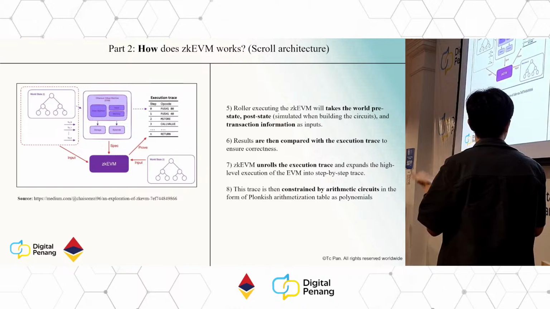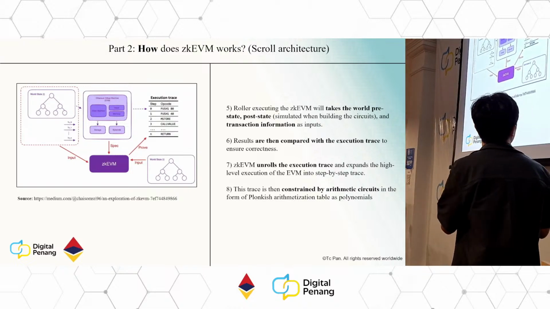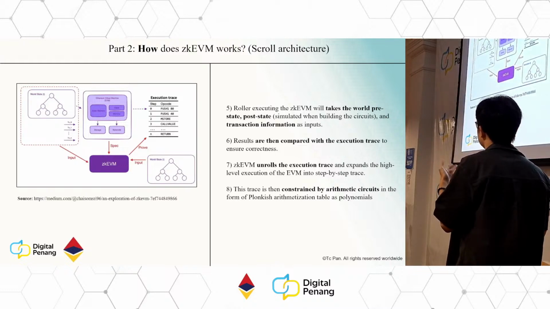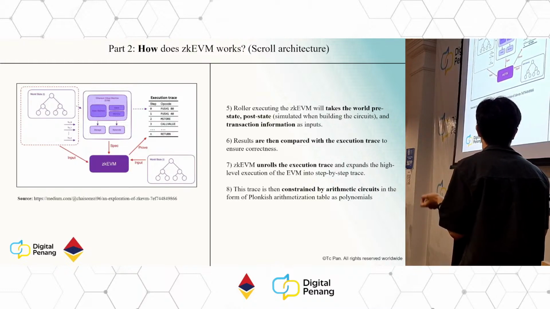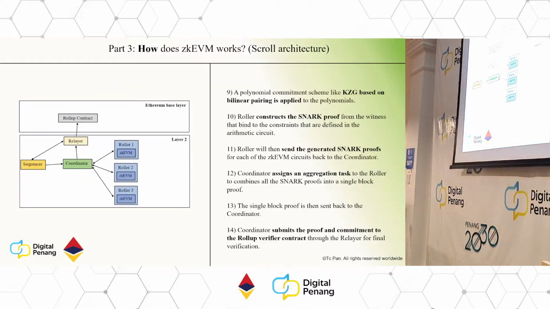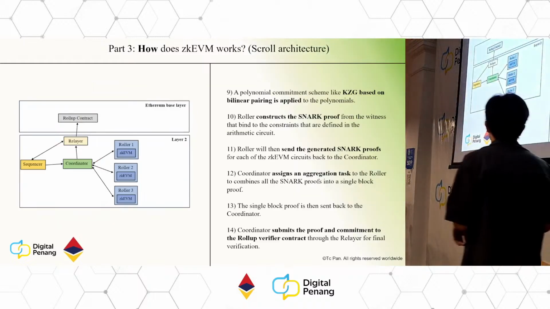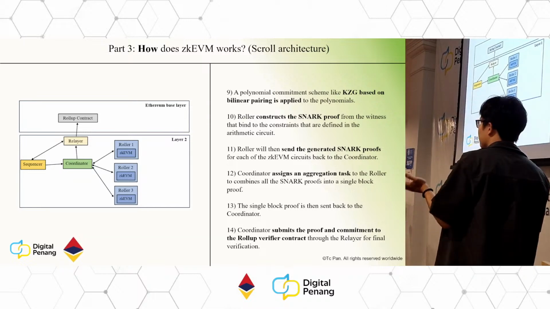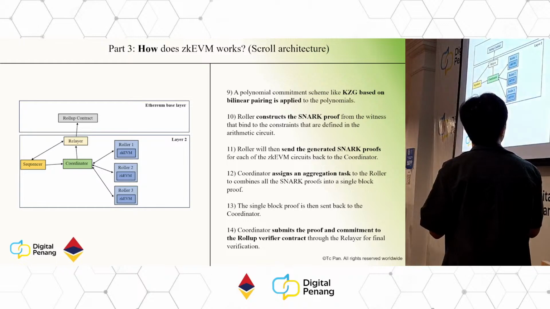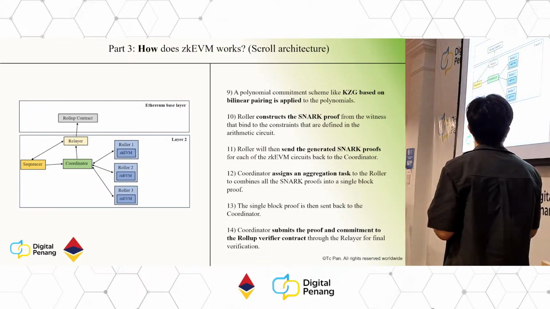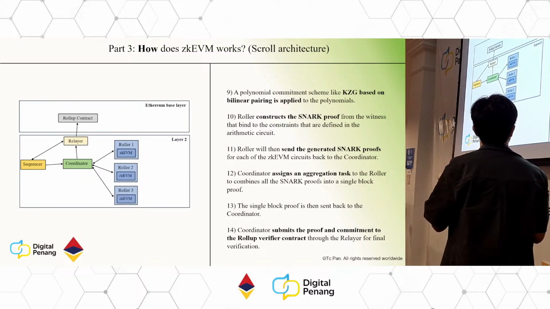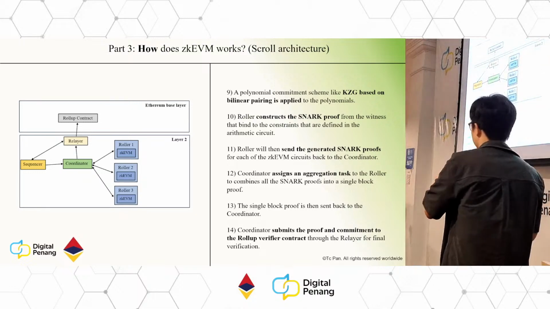GK EVM will unroll the execution trace, and then the trace will be constrained by an arithmetic circuit in the form of a Plonkish arithmetization table as polynomials. And then, as we mentioned, a polynomial commitment scheme like KZG will be applied to the polynomials. The roller constructs the snark proof from the witness that binds to the constraints defined in the arithmetic circuit.